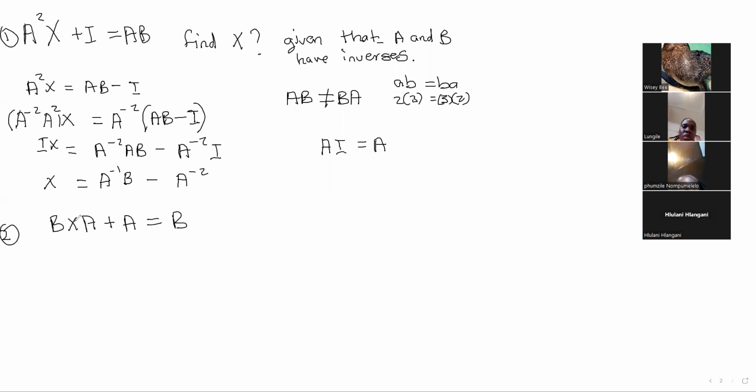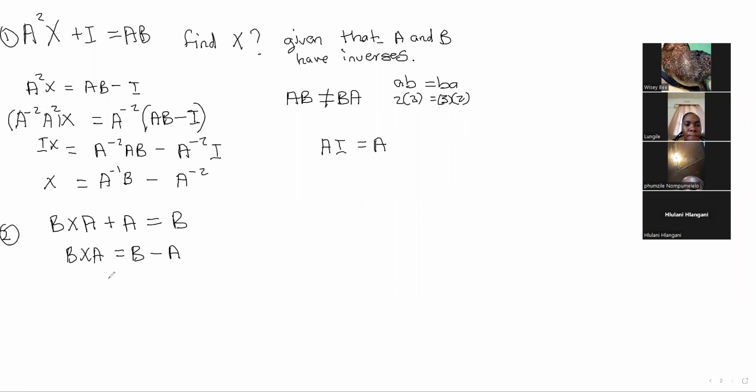Trying to make X the subject of the formula. So we do the same thing. We need X, anything that has X, to be on one side of the equation, and then the rest to go on the other side. So we'll do the same thing, BX + A. Take this A to the other side. It's going to be B minus A.